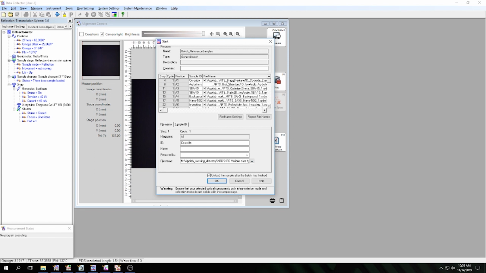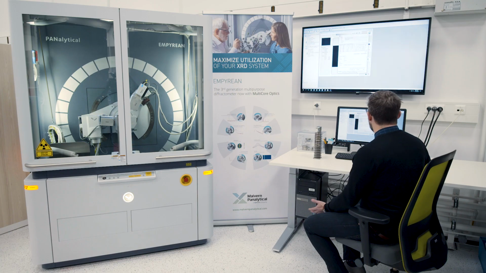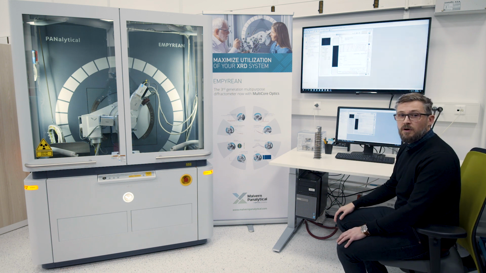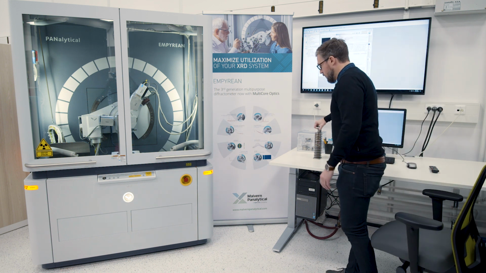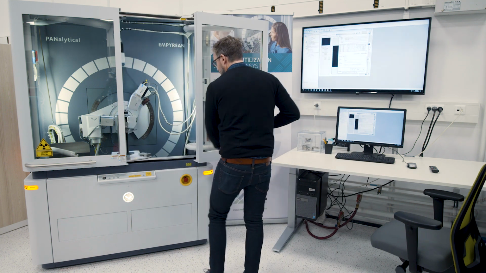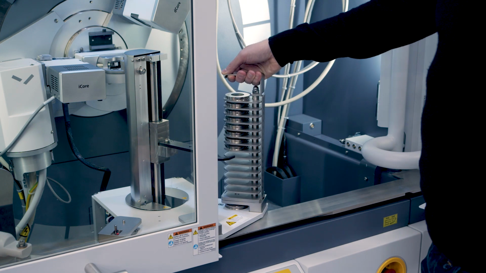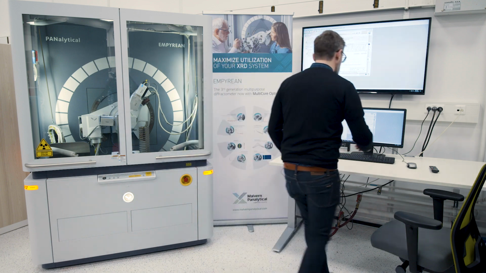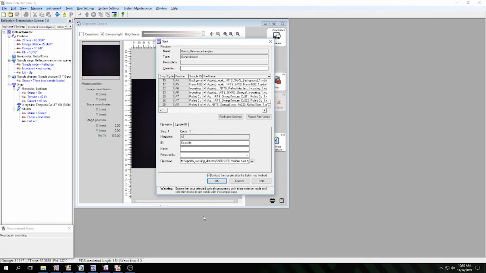So this is the sequence itself. As you see, we will be going through all the measurements fully automated. For each sample position, we have defined different measurement programs in advance. That brings me to the last step. I need to load the samples before I start my measurement batch. I will just place the magazine inside the Empyrean, into the sample changer, and then I will simply start the measurement from the software.